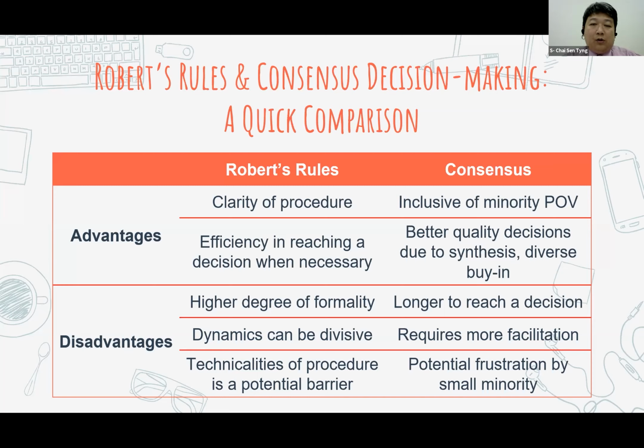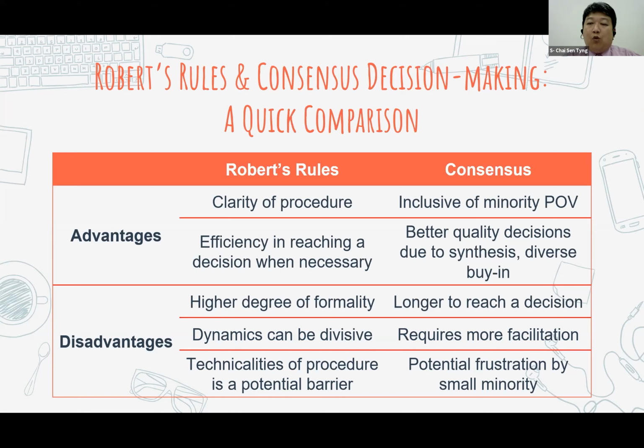But Robert Rules of Order by itself is also subject to a higher degree of formality. If someone is not familiar with the process, it can be abused, there will be points of order all the time, and the dynamics can be divisive because you have winners and losers in a motion. So technicalities of procedure are a potential barrier, and senior citizen groups don't really like to use the Robert Rules of Order because it's too formal, and they're afraid to speak up because they're not sure what the procedure is like.